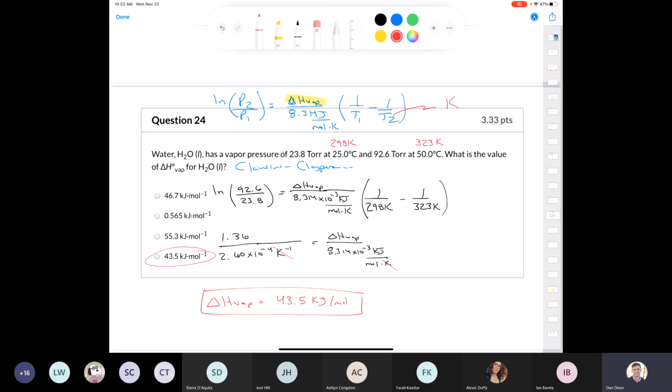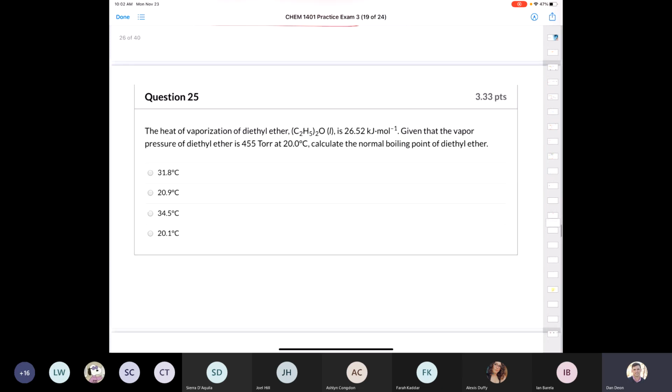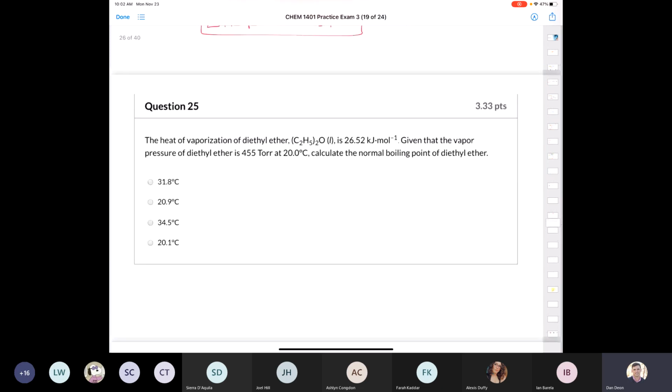All right, so Clausius-Clapeyron equation. Make sure you practice using that formula and knowing how to use it. Well, I think the next problem deals with the Clausius-Clapeyron equation too. It says the heat of vaporization of diethyl ether is 26.52 kilojoules per mole. Given that the vapor pressure of diethyl ether is 455 torr at 20 degrees Celsius, calculate the normal boiling point of diethyl ether.